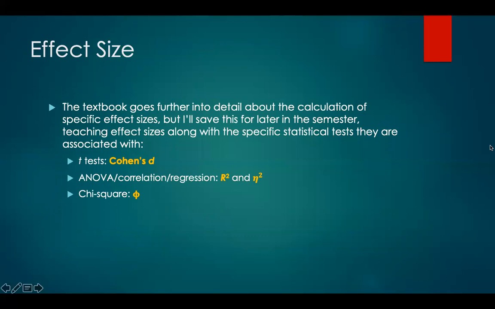Now, the textbook goes further into detail about the calculation of specific effect sizes, but I'll save this for later on in the semester. And I'll teach effect sizes along with the specific statistical tests that they're associated with. But just as a preview, t-tests use a Cohen's d effect size estimate. ANOVA, correlation, regression use r squared or eta squared. And the chi-square analysis uses phi. But I will get into this more as we cover these particular tests throughout the semester.